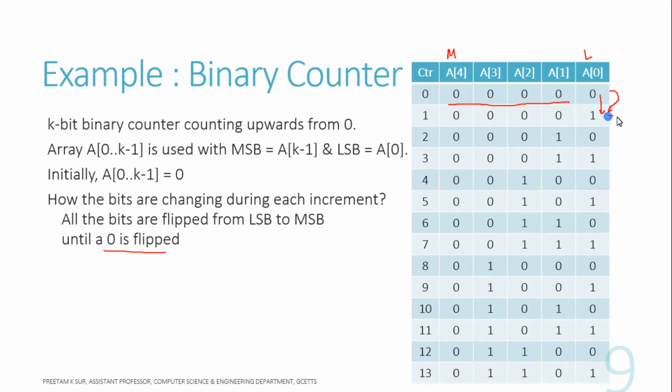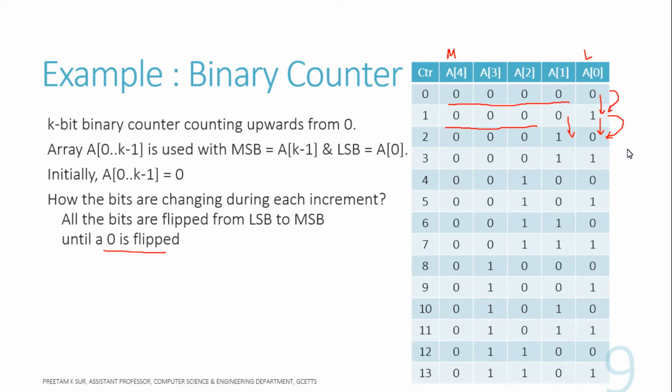Now again, if the increment operation is called, what will happen? First it will try to flip the value of A0. It will find that it is 1, so it will flip it to 0. Since it has not flipped a 0 yet, it will go to the next bit, which is A1, and flip it. Since the content of A1 is 0, it will not flip the other bits. So A2, A3, A4 will not be flipped.